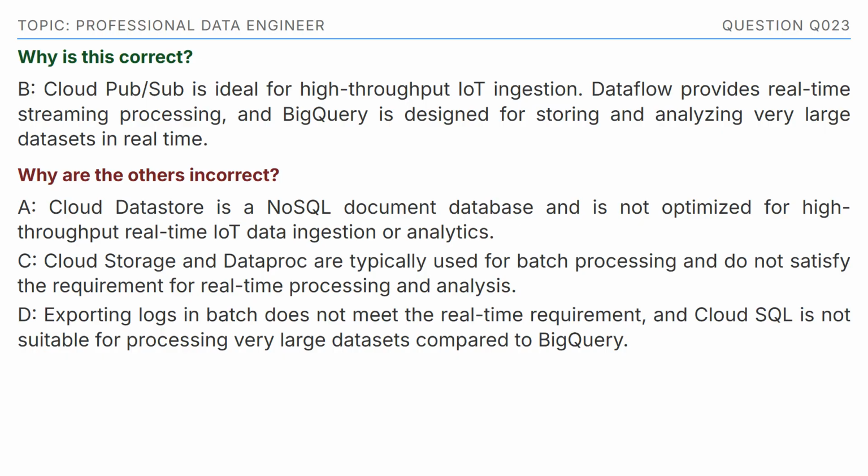Why are the others incorrect? A. Cloud Data Store is a NoSQL document database and is not optimized for high-throughput real-time IoT data ingestion or analytics. C. Cloud Storage and Dataproc are typically used for batch processing and do not satisfy the requirement for real-time processing and analysis. D. Exporting logs in batch does not meet the real-time requirement, and Cloud SQL is not suitable for processing very large datasets compared to BigQuery.